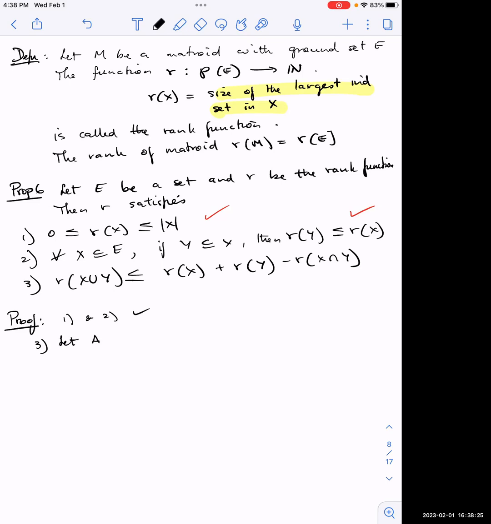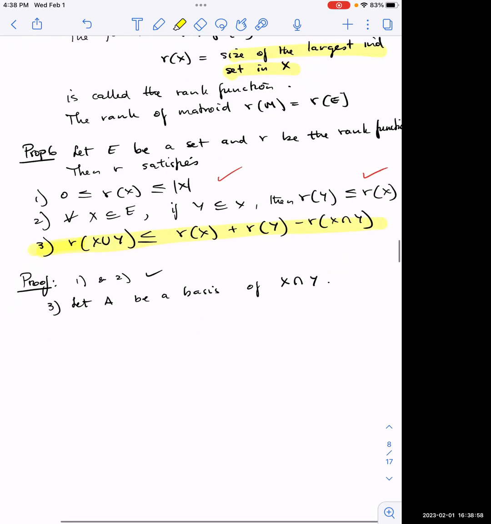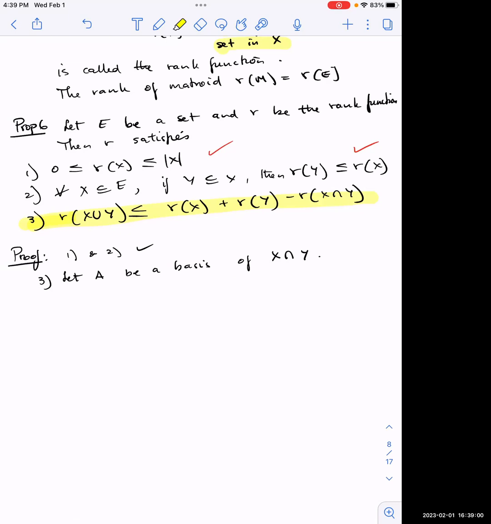Let A be a basis of X intersection Y. This is 3, just highlighting it here: the rank of X union Y is less than or equal to rank of X plus rank of Y minus rank of the intersection. As I said, if you go to that Wikipedia page on submodular functions, they have a really nice way of saying this and making sense of it in English. But we're just going to stay with this sentence in yellow over here.